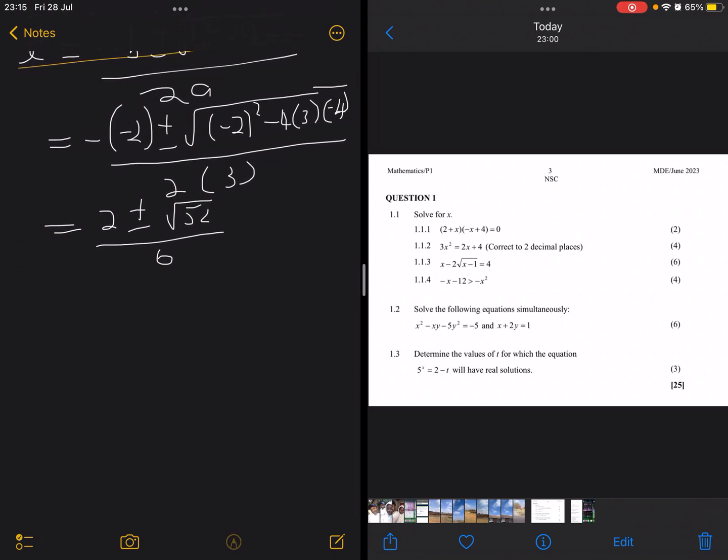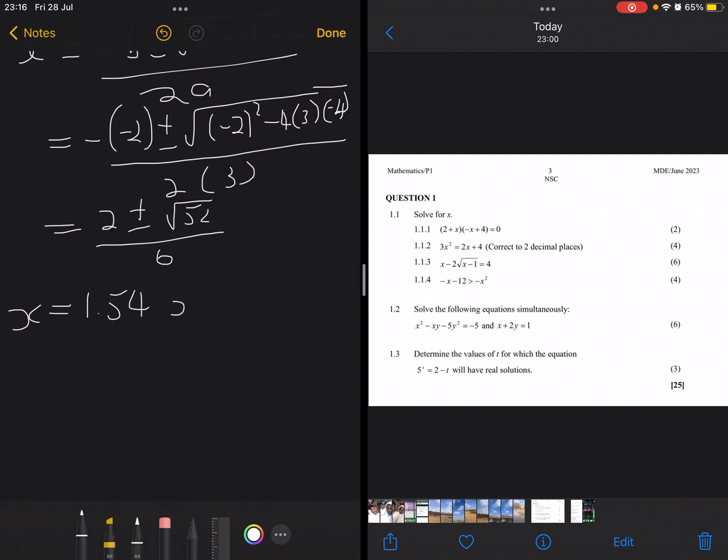Next up, we just punch that in a calculator and you start using 2 plus root of 52 divided by 6, and then you get that x is equal to 1.54, or when you calculate 2 minus root of 52 divided by 6, you get x is equals to negative 0.87, and that's how you get your 4 marks. And let's get to 1.1.3.